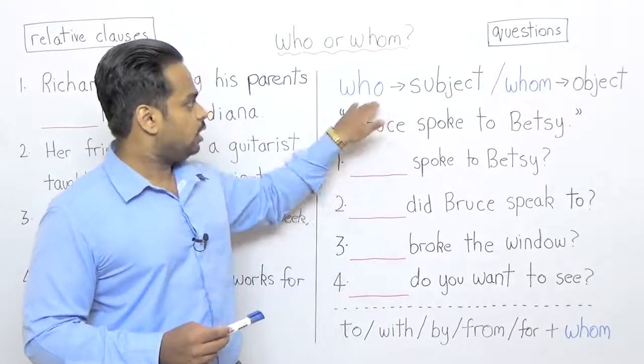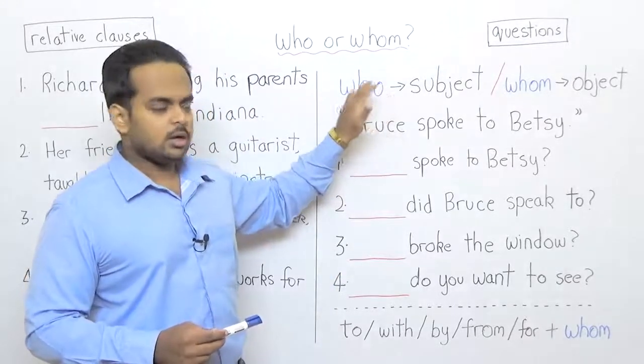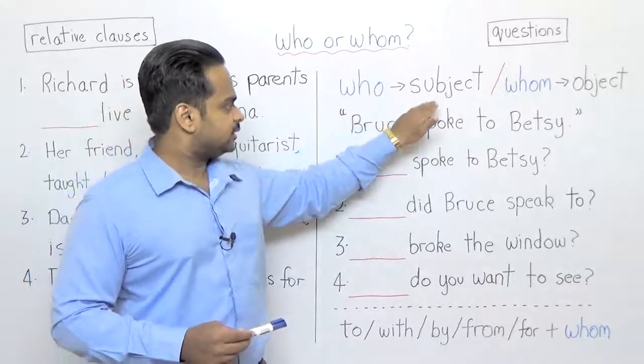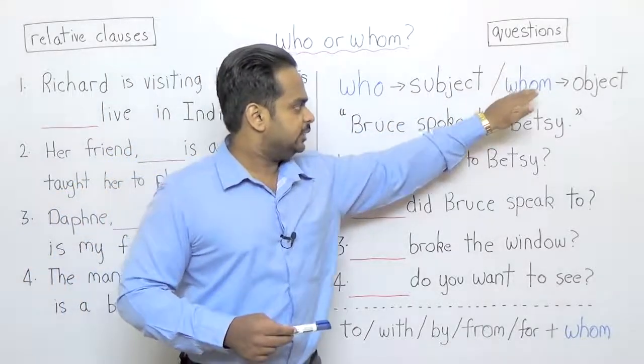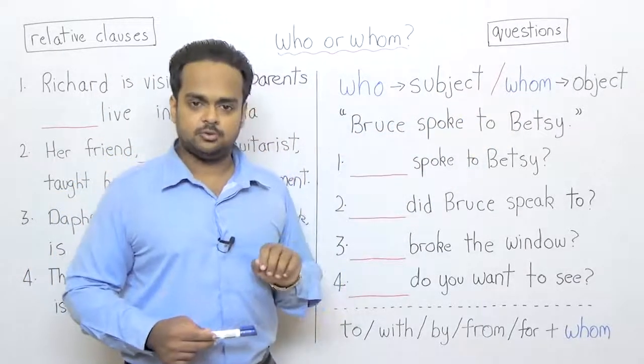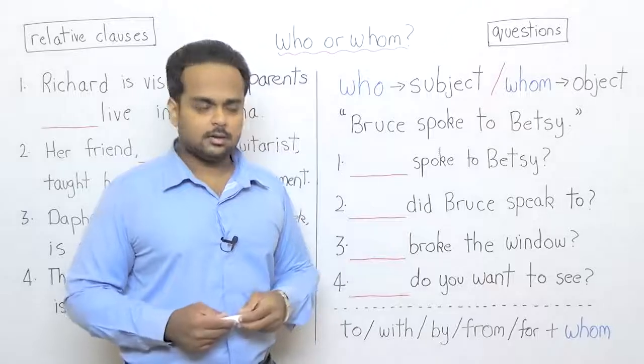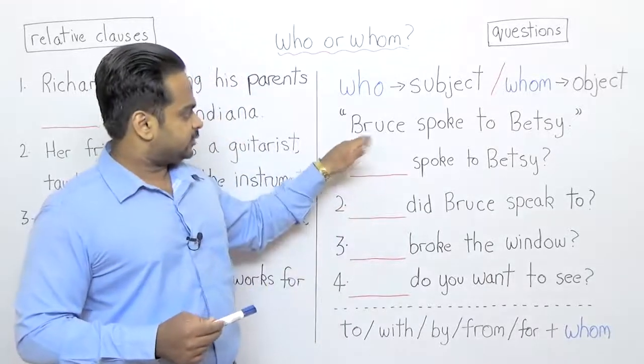Now, here's the rule with using who and whom. Who is used in the place of a subject and whom is used in the place of an object. What do I mean by that? Well, take a look at this sentence.